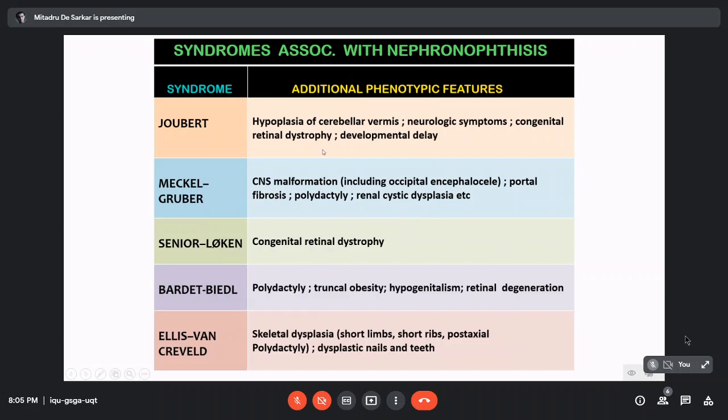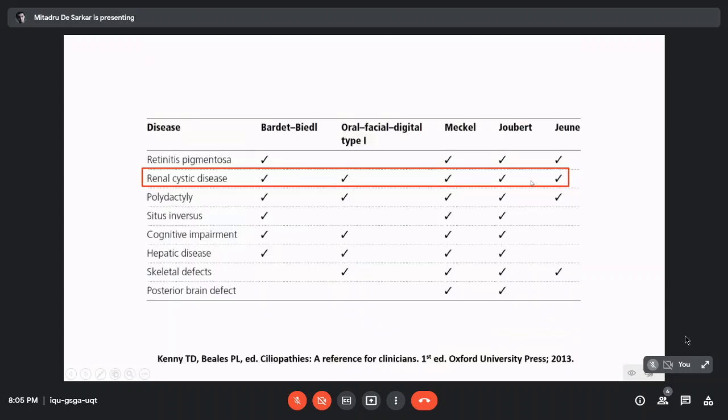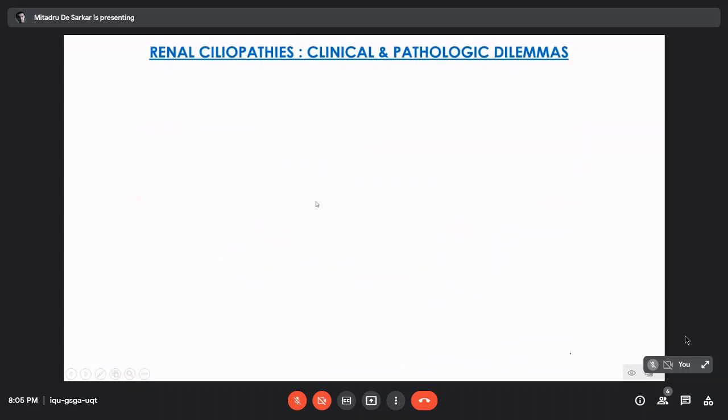And retinal involvement seems to be pretty common across most of these categories because, as I have already said, the primary cilium is expressed in the retina as well. And another very important thing that we see is that along the spectrum of these particular syndromes, renal cystic disease happens to be pretty common. So the syndromic forms of this NPHP will usually be associated with renal cystic change. So we are finished with the various ciliopathies.